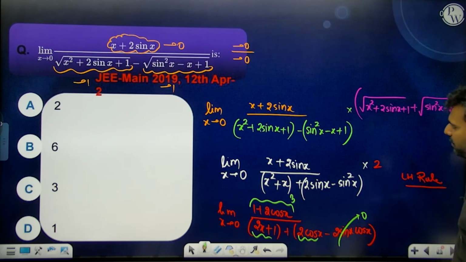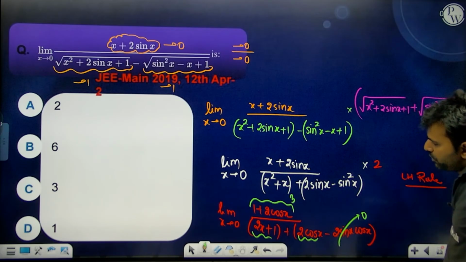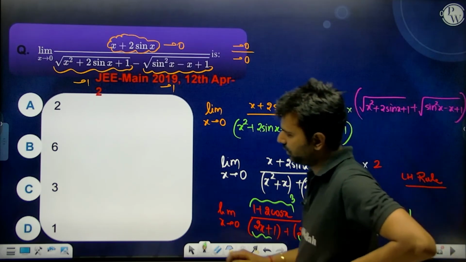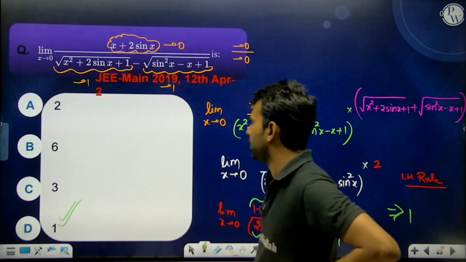Okay, wait a minute. x square plus x, so that is going to be 2x plus 1. 2 sin x minus sin square x will become 2 cos x minus 2 sin x cos x. So if x is moving towards 0, then sin x will move towards 0. So this is going to be 1 plus 2, 3 upon 3. So this will move towards 1. So the answer is going to be 1. Yes? Yes, have a look at this.